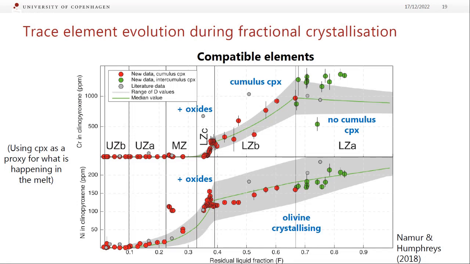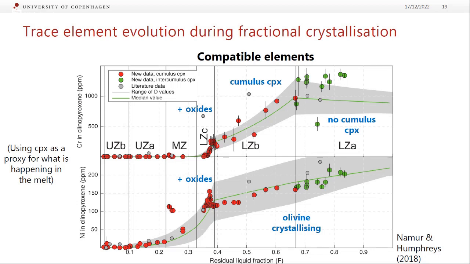What happens is early on, we have intercumulus clinopyroxene, but we don't have cumulus clinopyroxene. Once we've formed this kind of mush of olivine and plagioclase in the troctolite, the liquid that's left over will crystallize clinopyroxene. But this clinopyroxene is not being removed from the bulk magma. So even though we're getting intercumulus clinopyroxene, the chromium concentrations are basically staying the same, because there's a tiny bit going into olivine, but not a lot, and nothing much is going on.